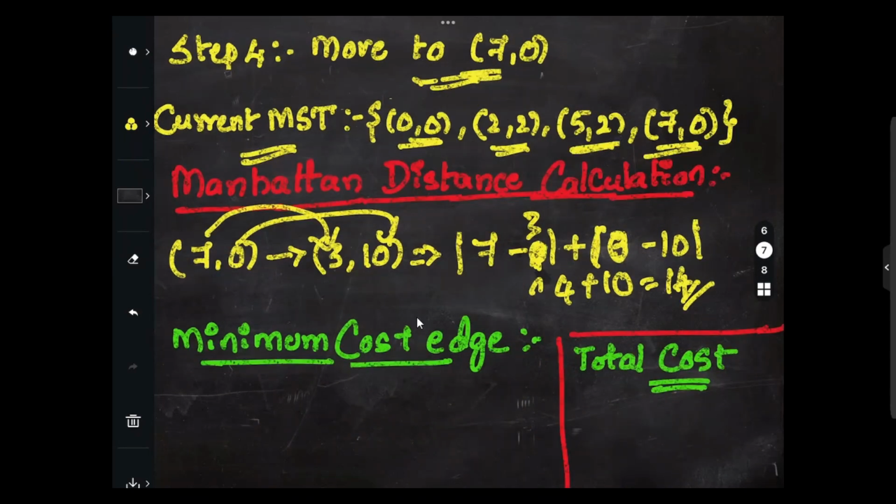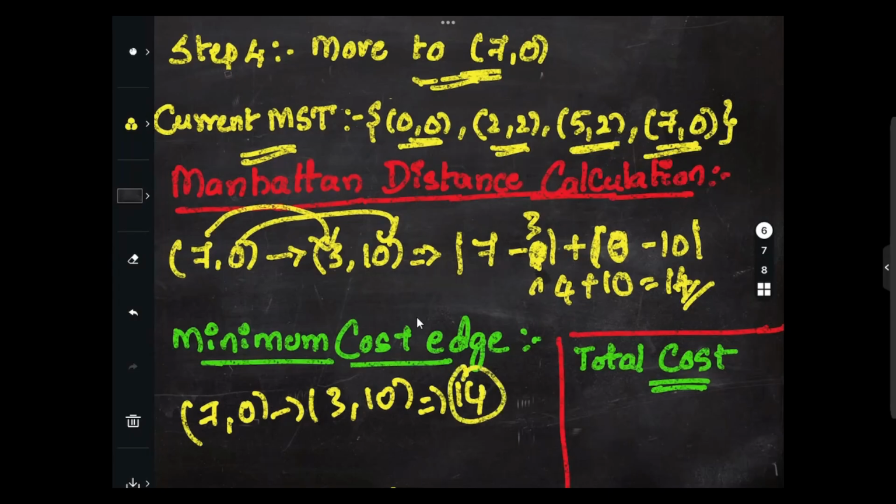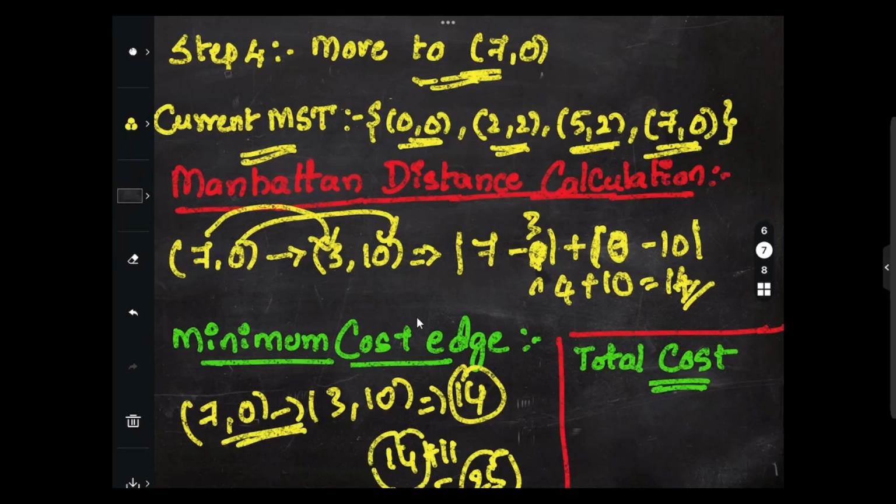So the minimum cost edge here should be from 7,0 to 3,10. This has to be 14, right? The value we got is 14. The previous one was 11. But when we do 14 plus 11, the total cost has to be 25, but we have to get the output 20. So in this case, we are not considering 14. The minimum cost edge here is not from 7,0 to 3,10. We will ignore this one.